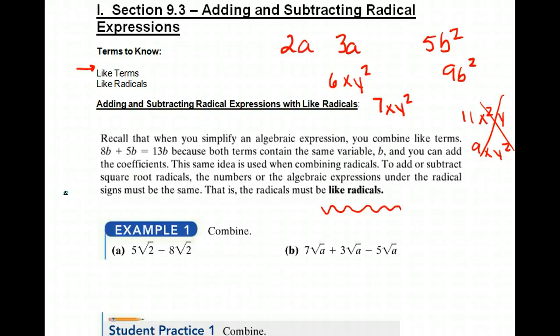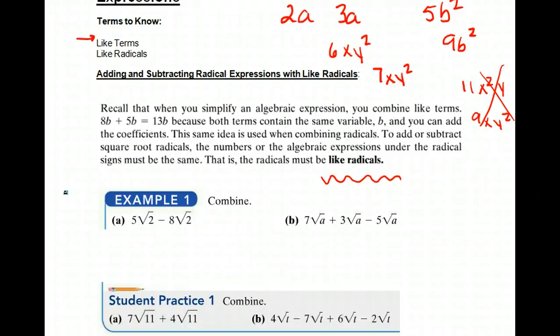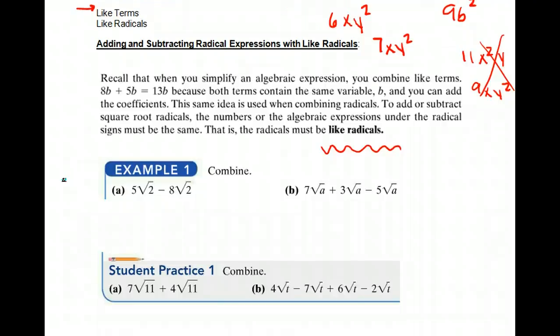Like radicals are considered to be like radicals when the radicand is identical. When the numbers and variables and exponents underneath that radical sign are identical, you can combine those radicals using the mathematical operations of addition and subtraction. So let's take a look at example A.